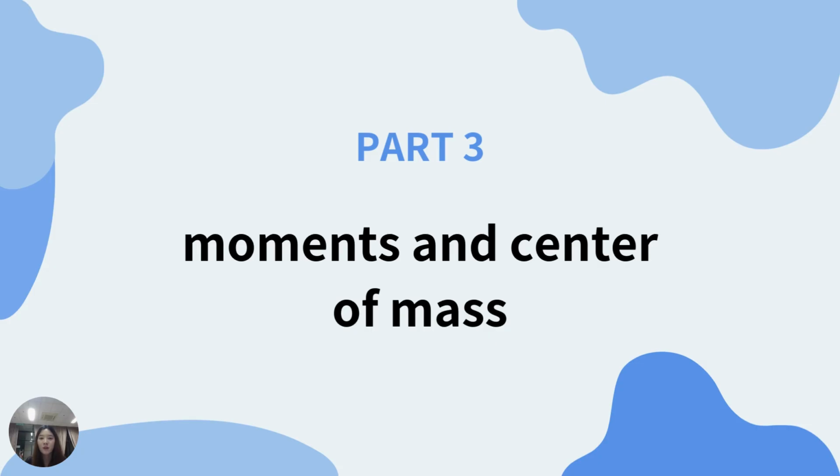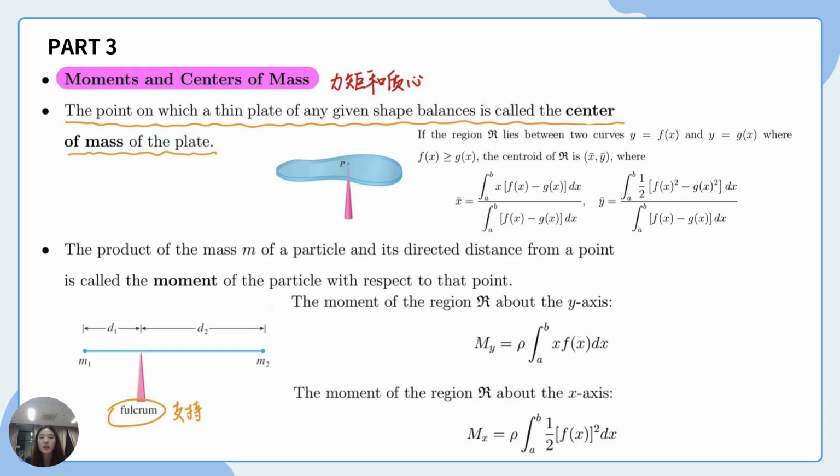Part 3: Moment and the center of mass. The point on which a thin plate of any given shape balances is called the center of mass of the plate. If the region R lies between the curves y equal to f(x) and y equal to g(x), where f(x) is greater than or equal to g(x), the center of R is (x bar, y bar), given by these two functions.